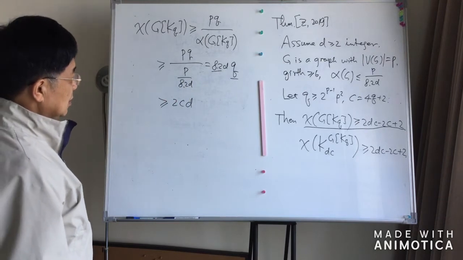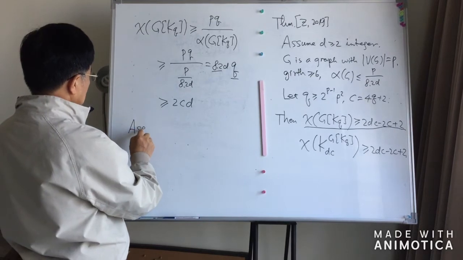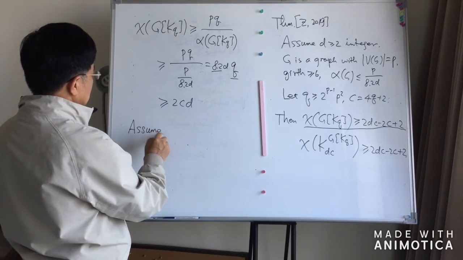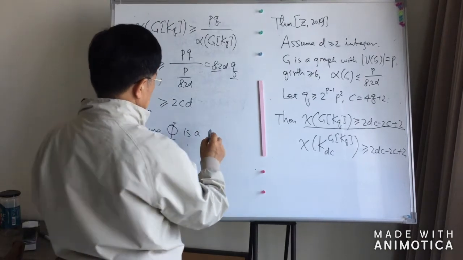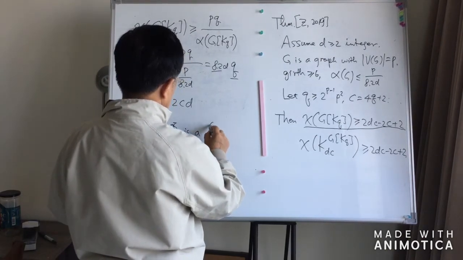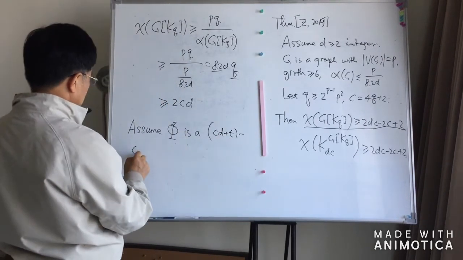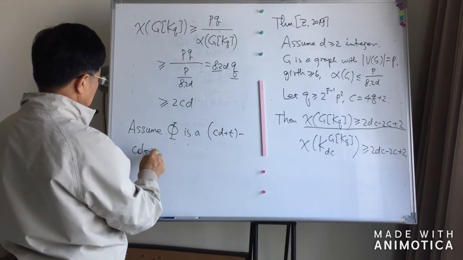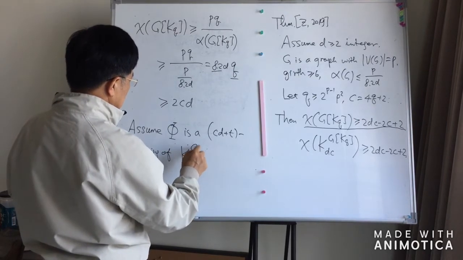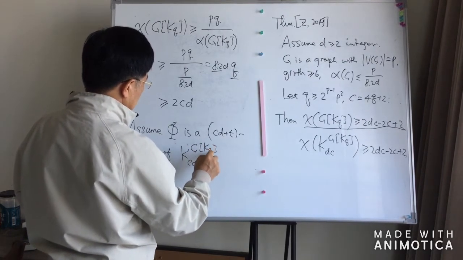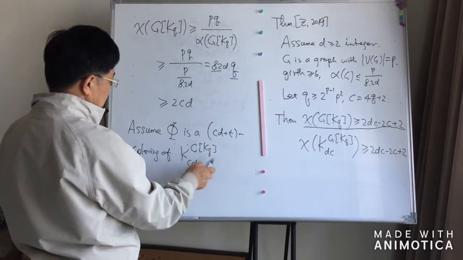Okay, to prove the next result, we assume phi is a CD plus T coloring of KCD GKQ. Okay, so we know this graph has chromatic number at least CD because it contains a clique of size CD.